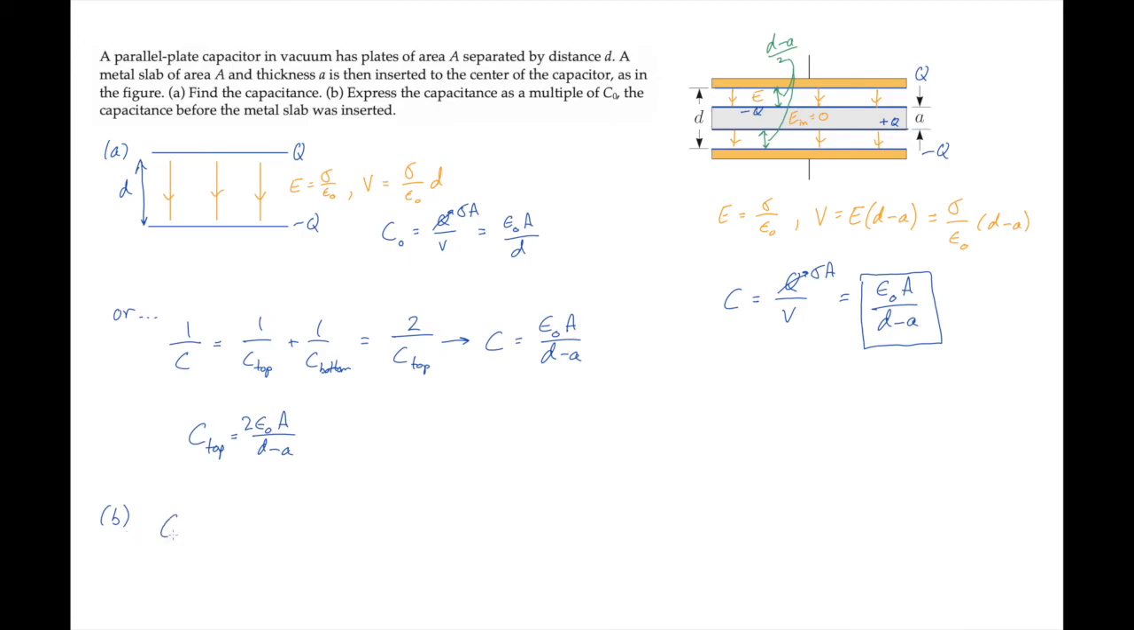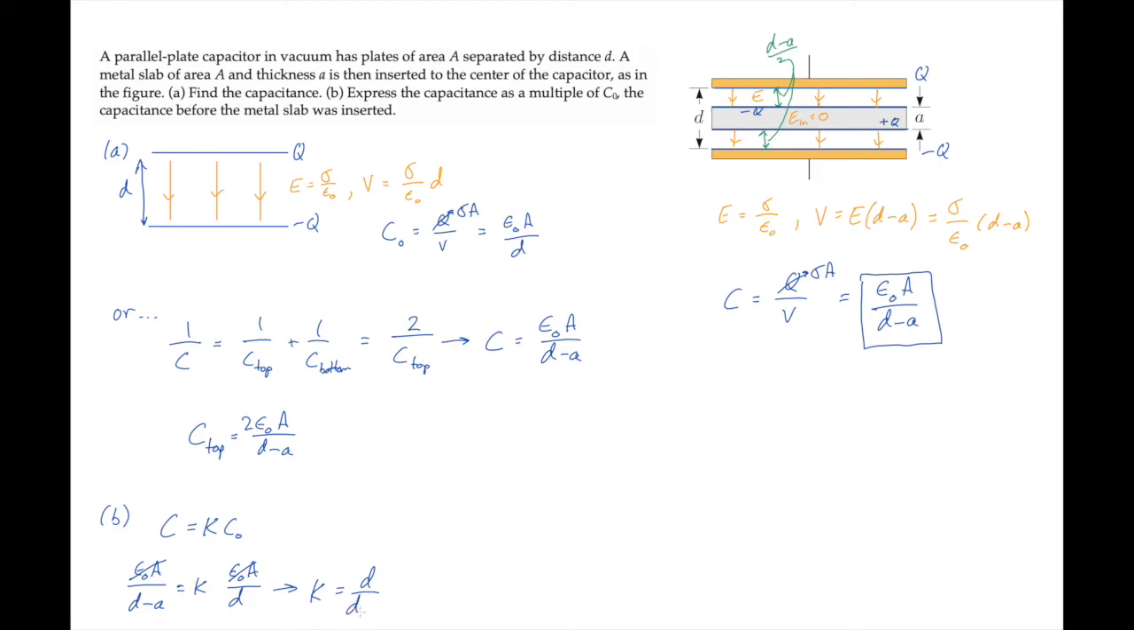Part B asks us to express this capacitance as a multiple of the original capacitance C naught. To do that, we can substitute our expression for the capacitance C on the left and our expression for C naught on the right. The numerator epsilon naught times A cancels from each side, and we can solve for the constant K.